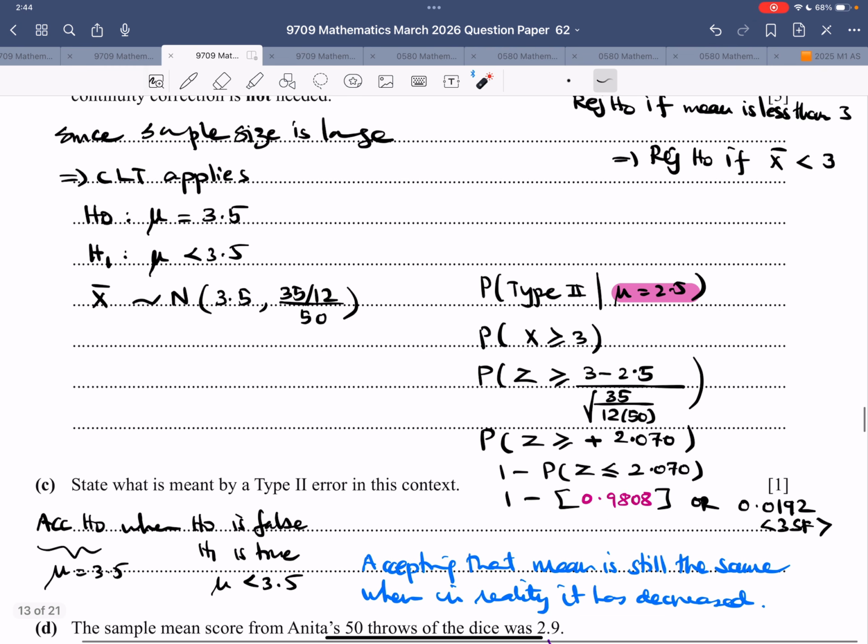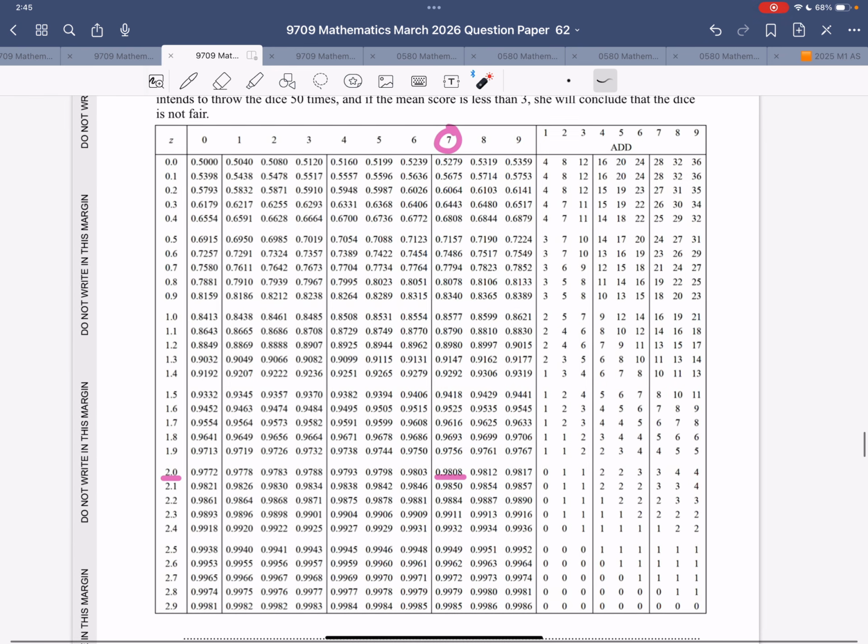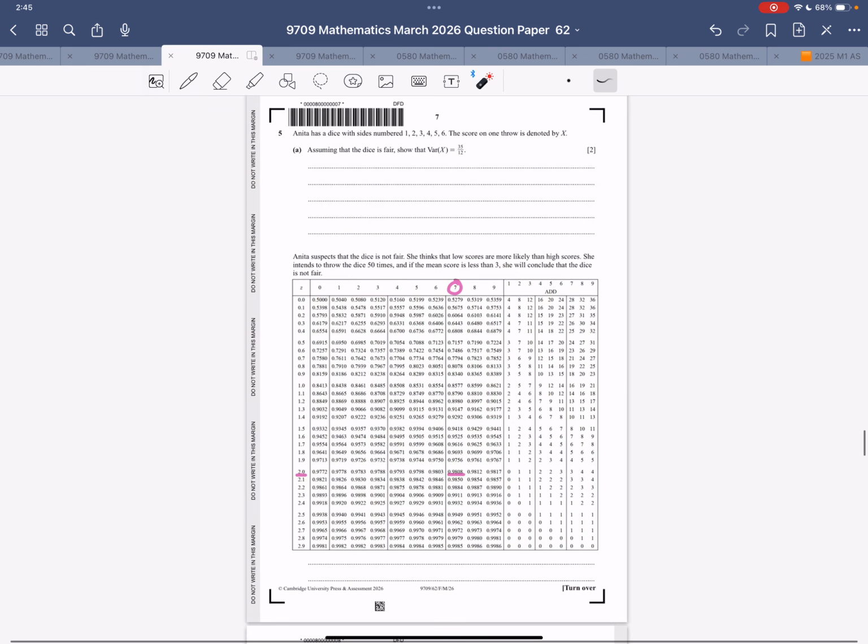And you cannot use this value because what is the definition of type 2? Accept H0 when H0 is false, H1 is true. So H0 is false, we cannot use this one, we have to use a new value which the examiner will give. This is X bar minus mu over the square root of sigma square over n, that is the Z value. Z is greater than or equal to 2.070. 1 minus probability of Z is lesser than or equal to this, that is the table value, and that is the final answer. I think I've pasted the table over here to show you the working.